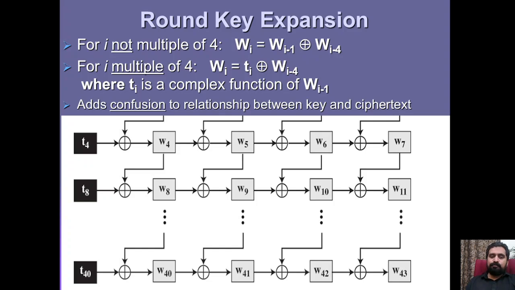If i mod 4 is not equal to 0, then W[i] equals W[i minus 1] exclusive OR W[i minus 4]. Referring to this figure, this means each word is made from one at the left and one at the top.